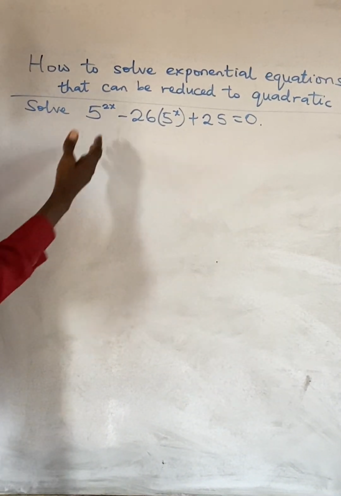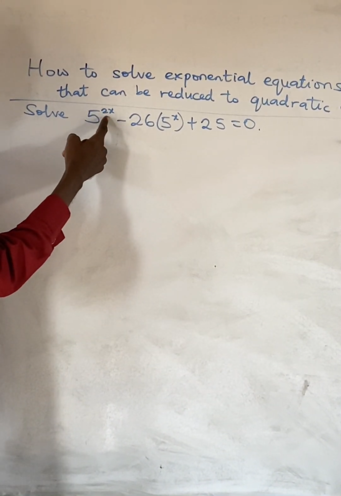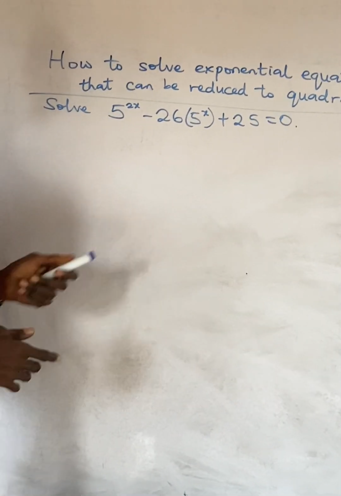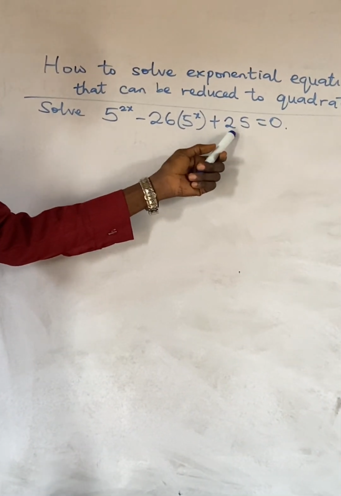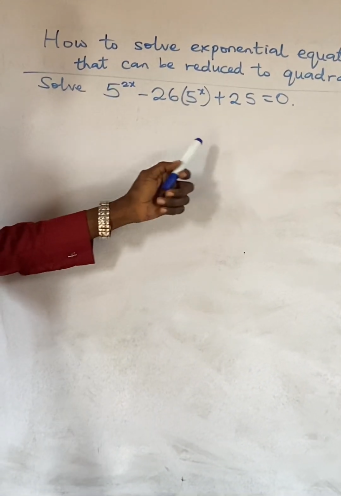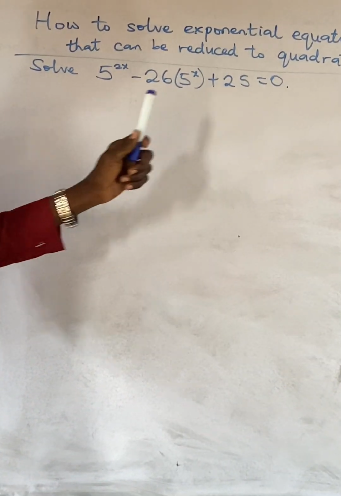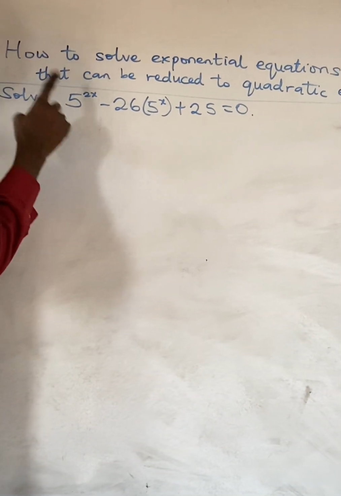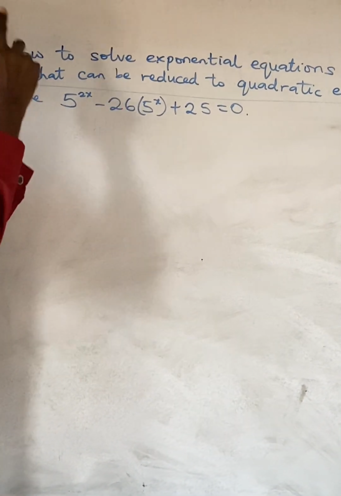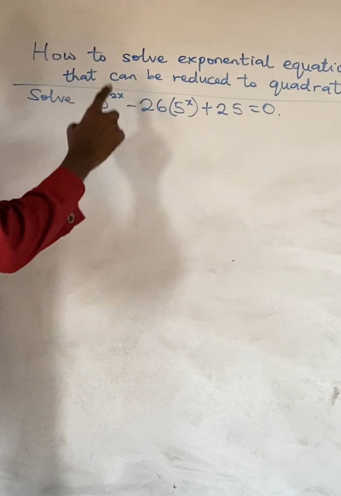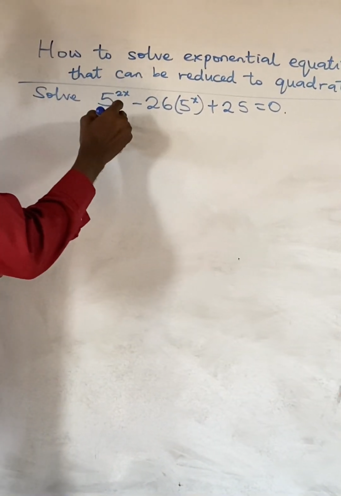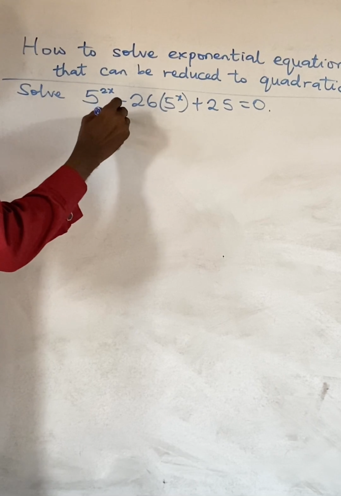If you look at this question, we have 5 raised to the power 2x. Then we have 5 raised to the power x. And of course, if you also look at 25, you will discover that 25 can be raised to the power of 2. Now, the clue is this. When you have 5 raised to the power 2x, let it also be the same form as 5 raised to the power x.